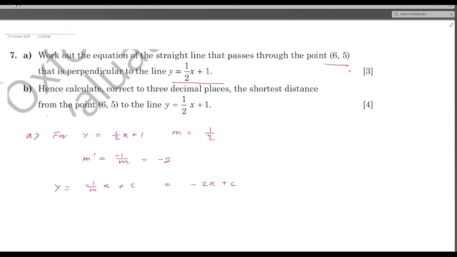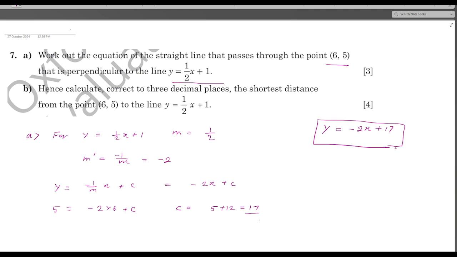Now the line is passing through (6, 5), so I have 5 = -2 times 6 + c. This will give me the value of c as 5 + 12, which is 17. So the value of c is 17. Therefore the equation of the line is y = -2x + 17.